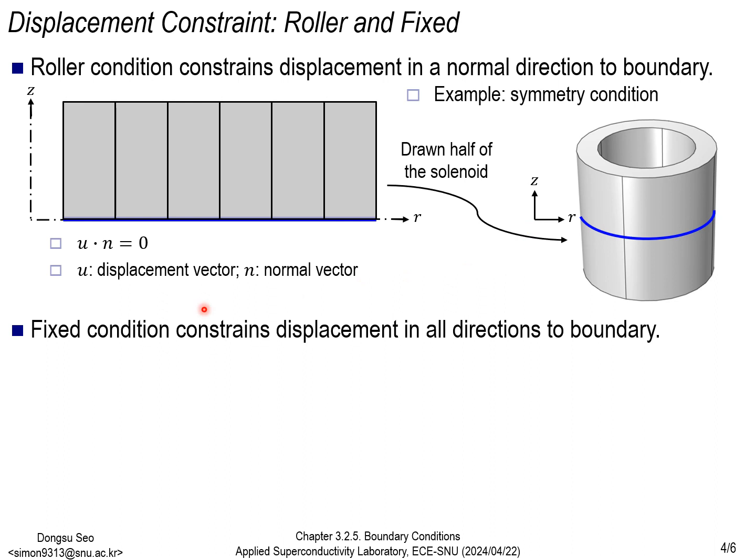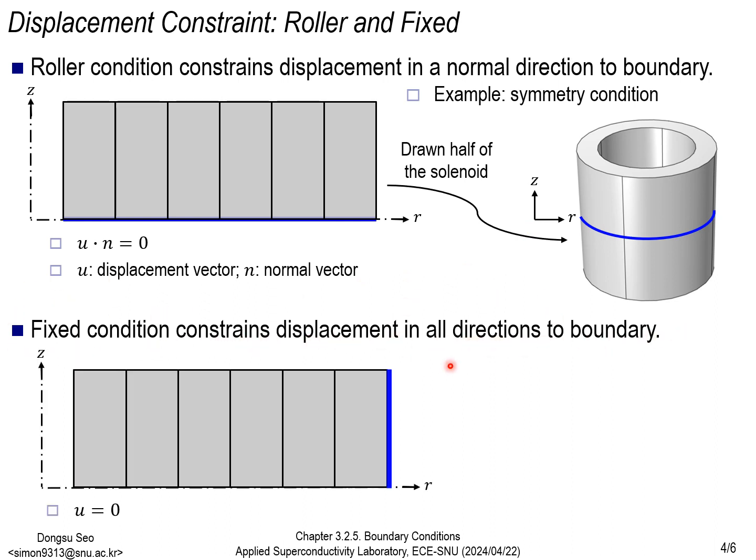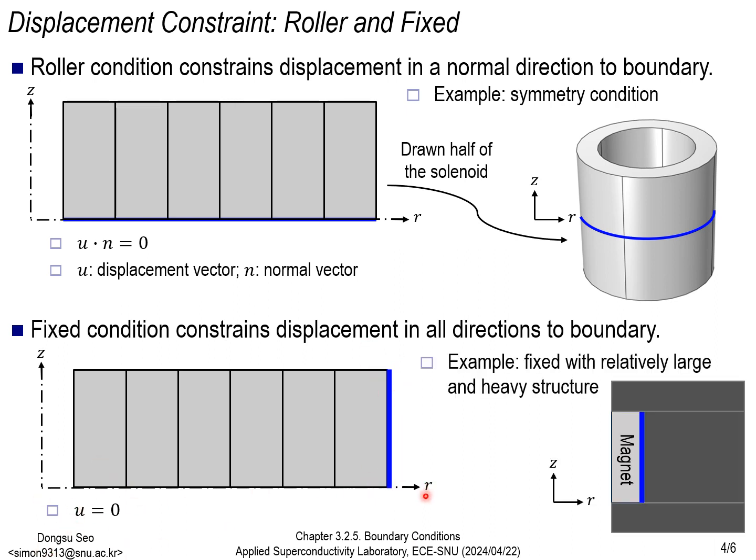Second, the fixed condition constrains displacement in all directions to the boundary. That is, the displacements are all zero in selected boundaries. The example on the right figure shows the magnet fixed to large and heavy structures, which describes that the fixed condition is a strong condition.